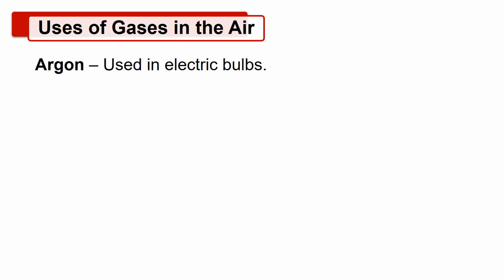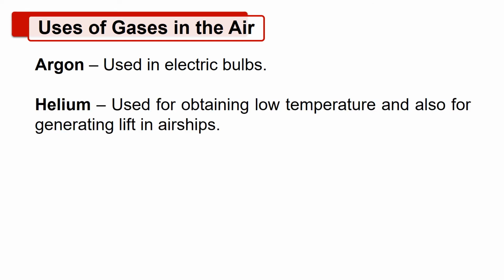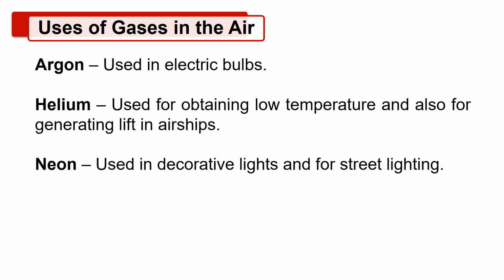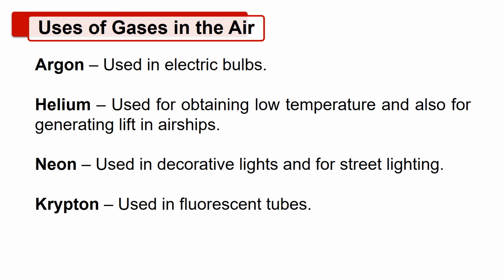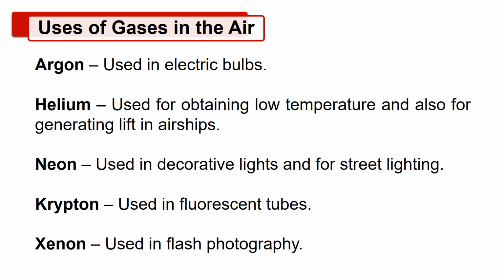Argon is used in electric bulbs. Helium is used for obtaining low temperature, and also for generating lift in airships. Neon is used in decorative lights and for street lighting. Krypton is used in fluorescent tubes. Xenon is used in flash photography.